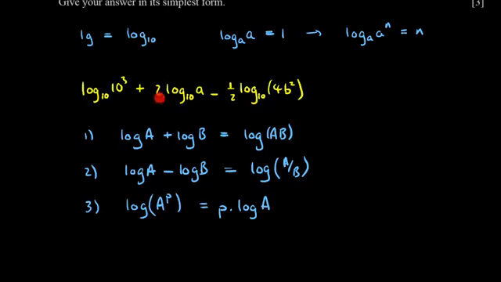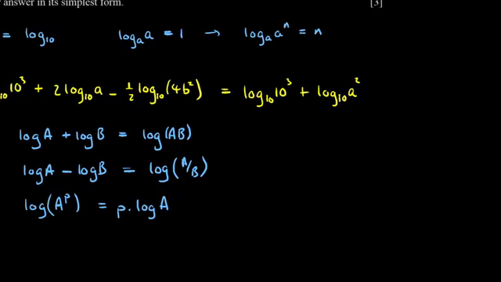Instead of writing 2 times log base 10 a, we're going to take that 2 and bring it up as a power of a. The same thing is true with this half here. We're going to bring it up as a power of a half, basically using the third rule but in reverse. So I can now write down that what I've got here is log base 10 to the power of 3 plus log base 10 a squared, just going to move a little bit to the right, minus log base 10 of 4b squared, all to the power of a half.